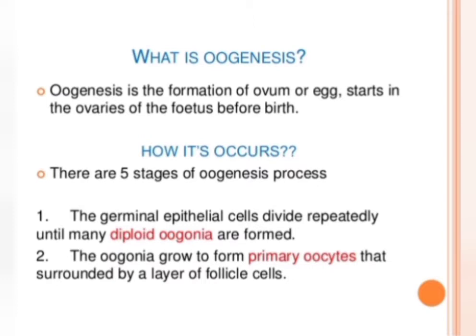The first stage includes the division of the germinal epithelium. This germinal epithelium is present in the ovary. This germinal epithelial cell will divide many times until it gets diploid oogonia. Now the second step: the oogonia grow to form primary oocytes, which are surrounded by a layer of follicle cells. That means each oogonium divides mitotically to form 2 primary oocytes. And these oogonia can also be called egg mother cells.